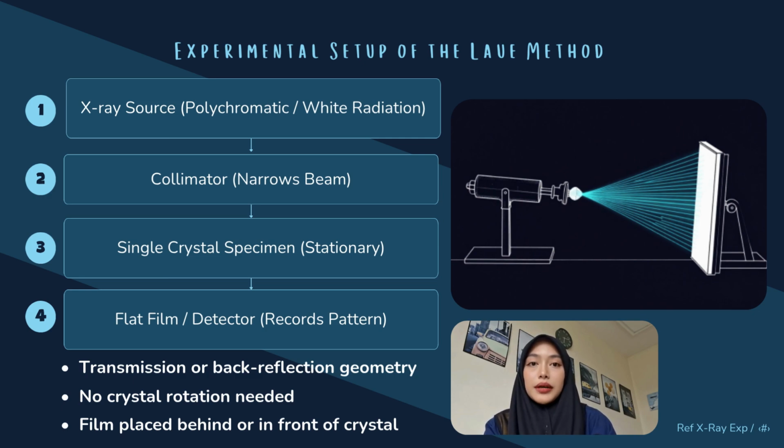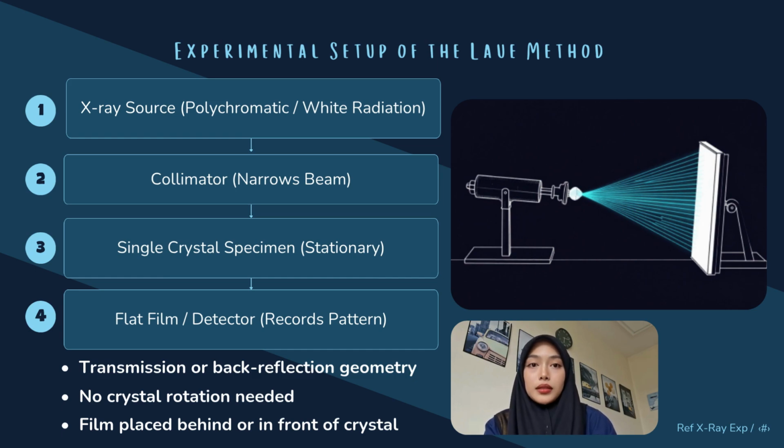Next, the beam is directed onto a stationary single crystal specimen. Unlike some other X-ray diffraction methods, the crystal does not need to rotate during the experiment. Finally, the diffracted X-rays are recorded by a flat film or detector, which can be placed either behind the crystal for transmission geometry or in front of the crystal for back reflection geometry.